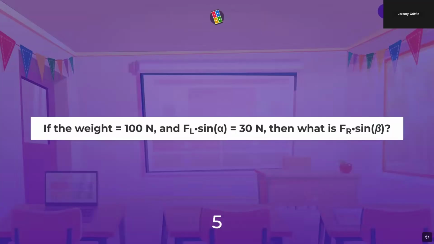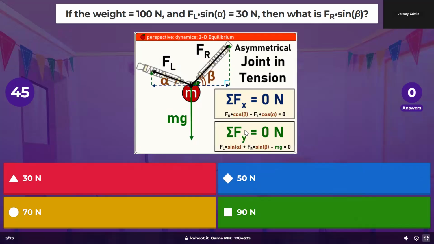The weight is 100 newtons. F_L sine alpha is 30 newtons. So guys, F_L sine alpha, if this is 30 newtons right here, you guys know I'm pointing to the 30 newton component, right? And this whole thing weighs 100. So it's 100 newtons down and 30 newtons strictly up here. Then what is F_R sine beta? So what is this one right here?